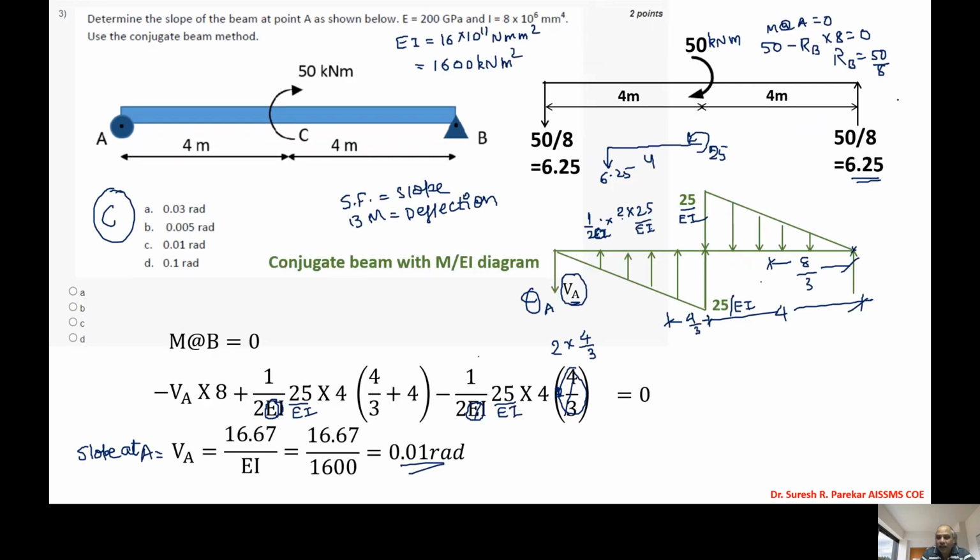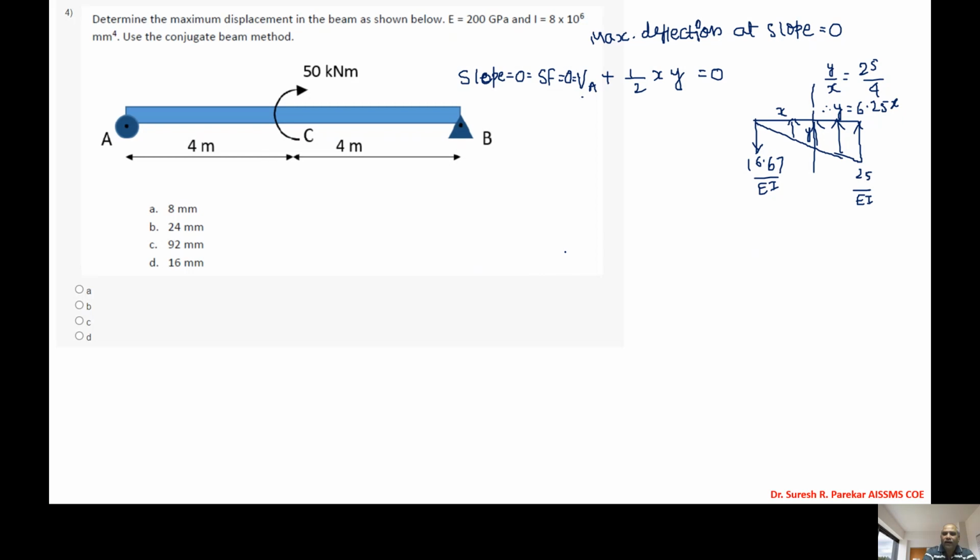So this diagram, I have taken this diagram, so you can see this portion. So this is VA, and this diagram we have considered. And then we will go with VA, we have minus 16.67 plus half x into y, we have 6.25x, and that is equal to 0. So we will get the value of x from here.